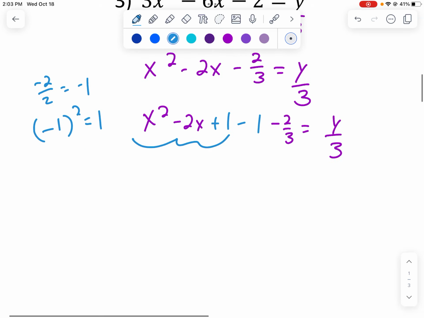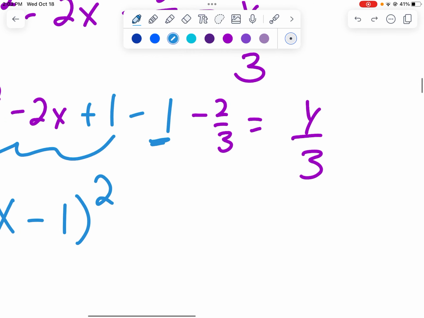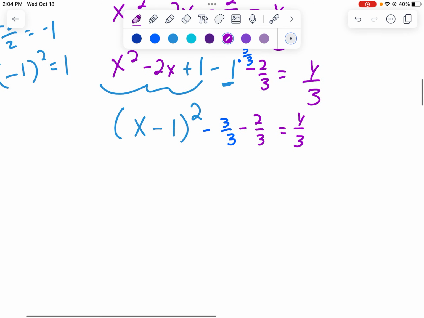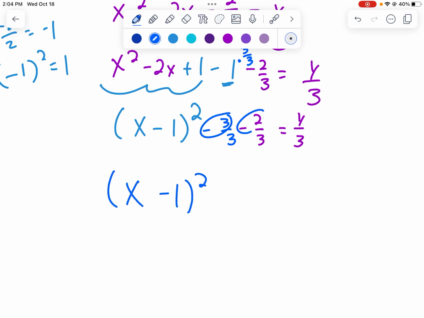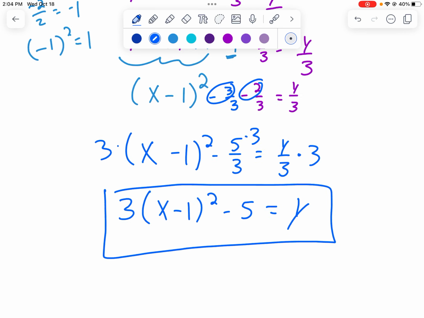This section will factor, right? x minus 1 squared. We need to change minus 1 into thirds so that we can minus the 2/3. So we're going to take this and multiply it by 3 over 3. So this is negative 3 over 3 minus 2/3 is equal to y over 3. And then now we just combine those fractions. So x minus 1 squared, negative 3 minus 2 gives us negative 5/3 equals y over 3. And then multiply the 3 by everything to put it back into the equation. So 3 times x minus 1 squared minus 5 is equal to y. And there's your vertex form.